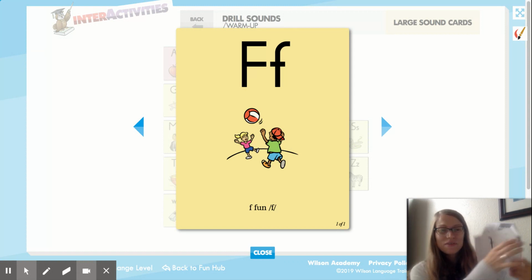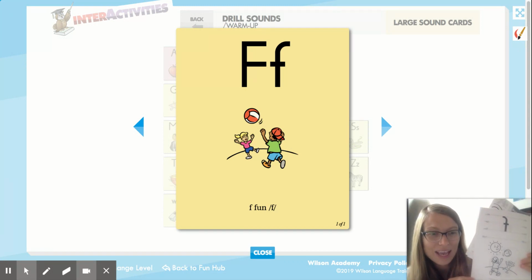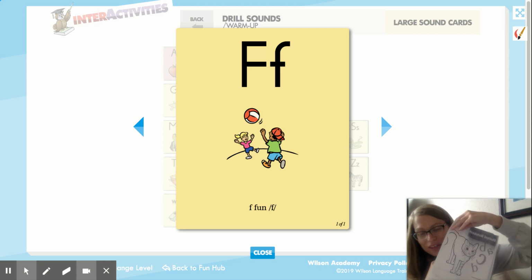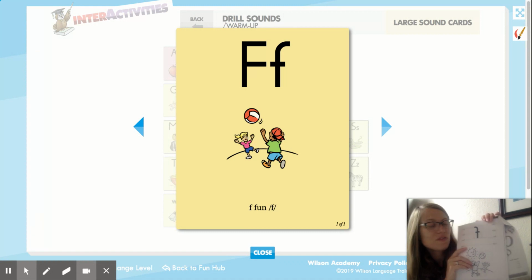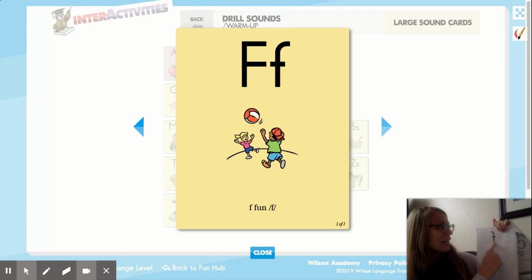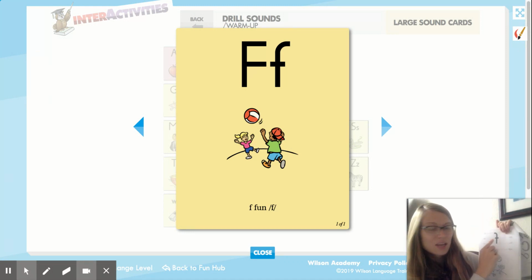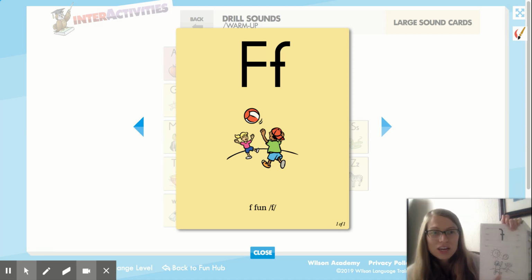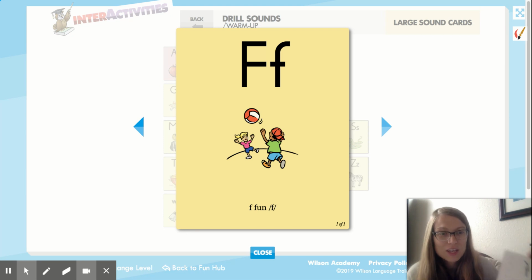I'd like you to find this paper in your packet. Remember, that's in the packet that has the cat on the front of it and looks like this. Once you find this paper, you're going to trace the letter F with your finger, write the letter F with your finger, and then you can color in the keyword picture for fun so that you don't forget.